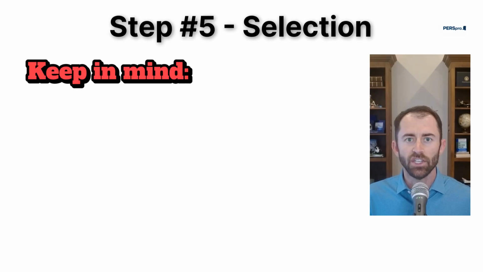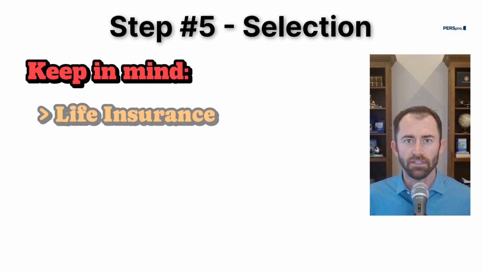Finally, step 5, select the most effective and efficient PERS option. This is where you compare the 7 PERS options side by side using the estimate you received from PERS and find the best option that fills the gap identified in step 4. Things to keep in mind during step 5 include life insurance.